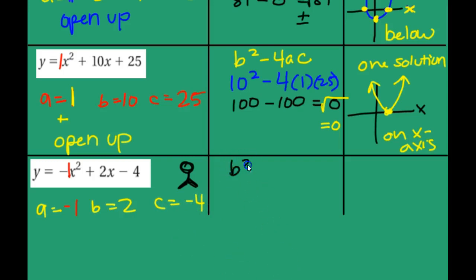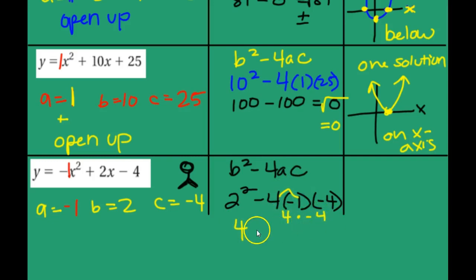So interpreting our discriminant, b squared minus 4ac, b is 2, so we have 2 squared, minus 4 times a times c. A, don't forget it's negative, it's a negative 1, and c is also negative, negative 4. So following our order of operations, 2 squared with the exponent first is 4. Then negative 4 times negative 1 is a positive 4. Positive 4 times negative 4 is negative 16.